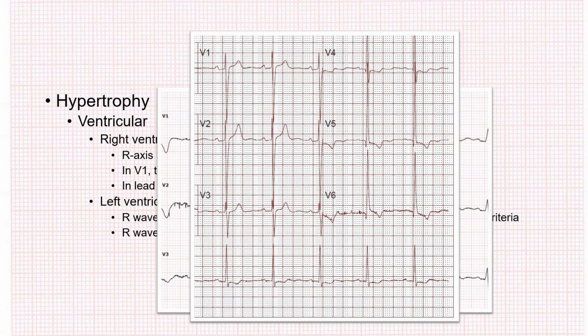For left ventricular hypertrophy, there's the Sokolow-Lyon criteria. The Sokolow-Lyon criteria dictates that you need an S wave in V1 plus an R wave in V5 or V6, whichever one's bigger.